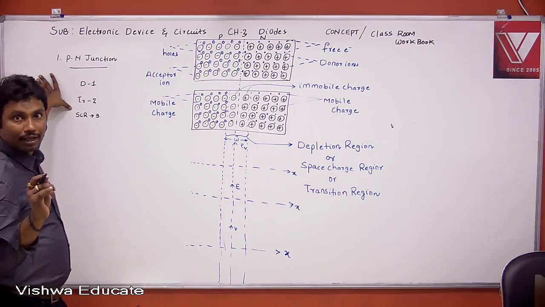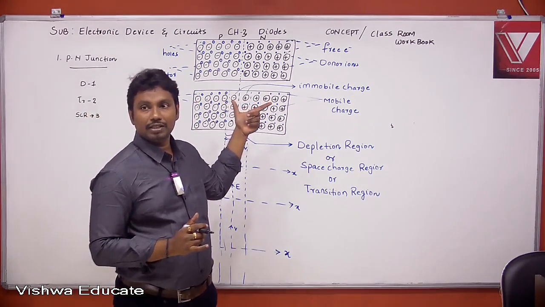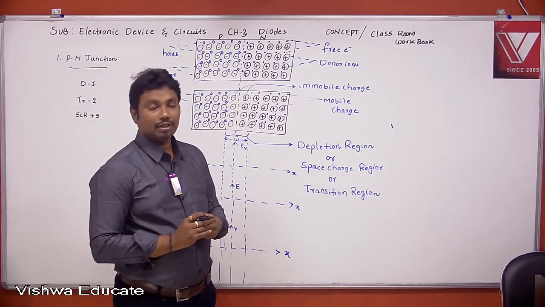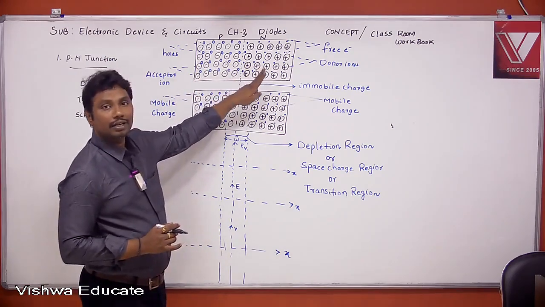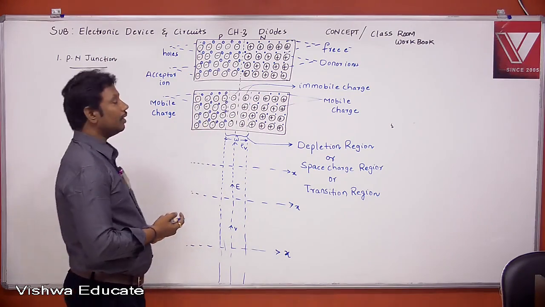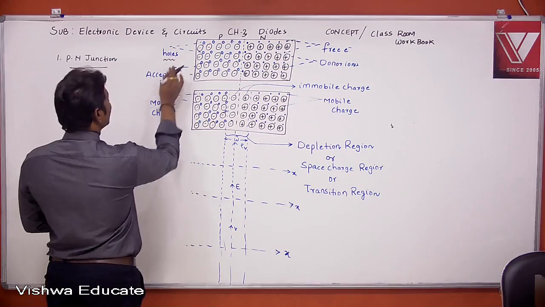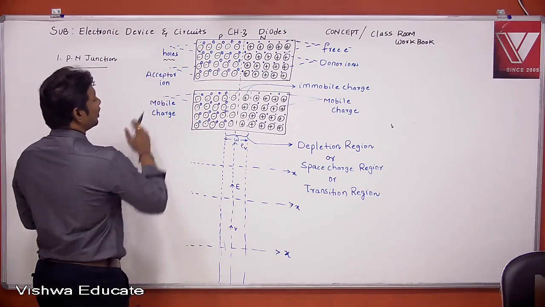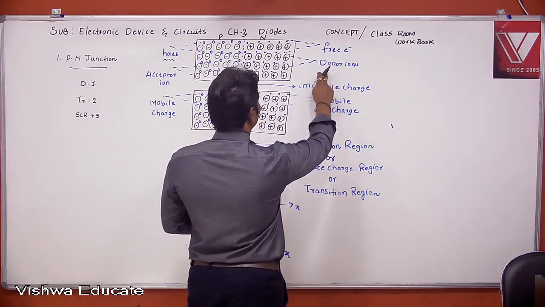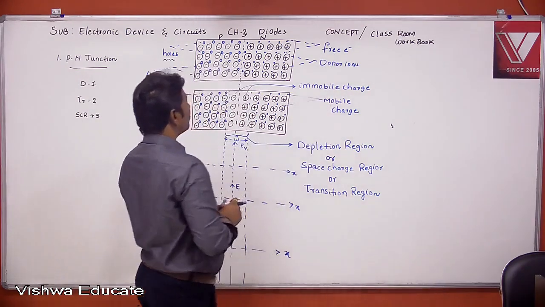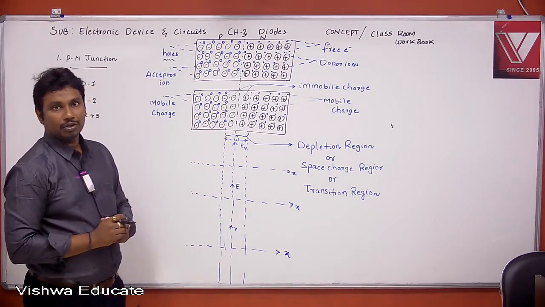What is a PN junction actually? A PN junction is a semiconductor structure which has P-type semiconductor on one side and N-type semiconductor on another side. In P-type, the majority charge carriers are holes along with acceptor ions. In N-type, the majority charge carriers are free electrons along with the donor ions. That means the PN junction is said to be electrically neutral or charge neutral.